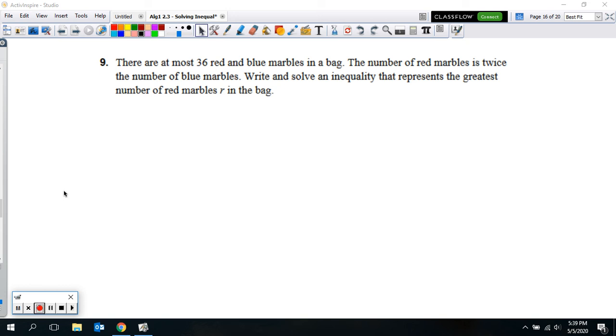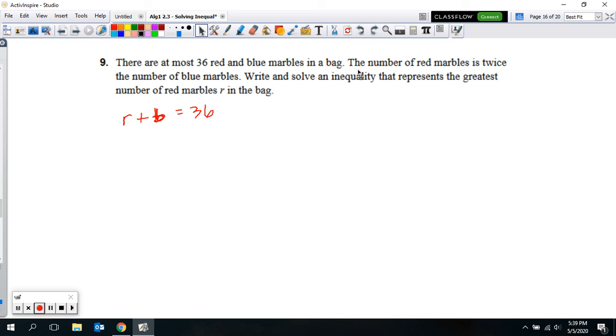We are going to use the variable r, so it wants us to use the variable r for that, representing red marbles. So the first sentence is going to be one equation, the second sentence is going to be a second equation. I'm going to keep it as equations first and then translate it eventually to an inequality. So the first thing is there's 36 red and blue marbles in the bag. So the number of red marbles plus the number of blue ones is going to equal 36. So we can just say r plus b is equal to 36. That's our first sentence. So there's our first equation.